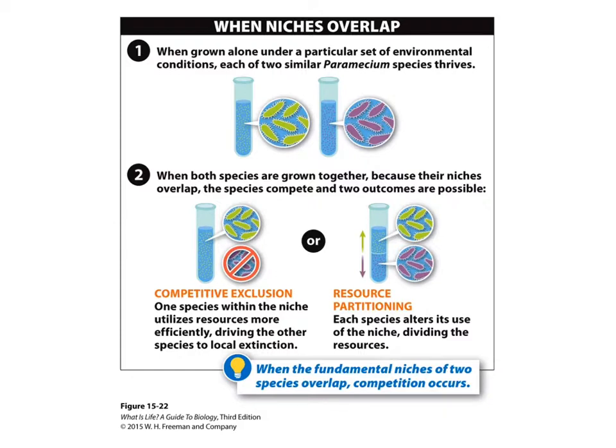We can see this in small organisms such as paramecium, and we can see competition in large organisms such as mammals and birds. With these paramecium, we see that when they are grown alone, they do very well and their populations thrive and grow rapidly. However, when organisms are put together, one of two things will happen.